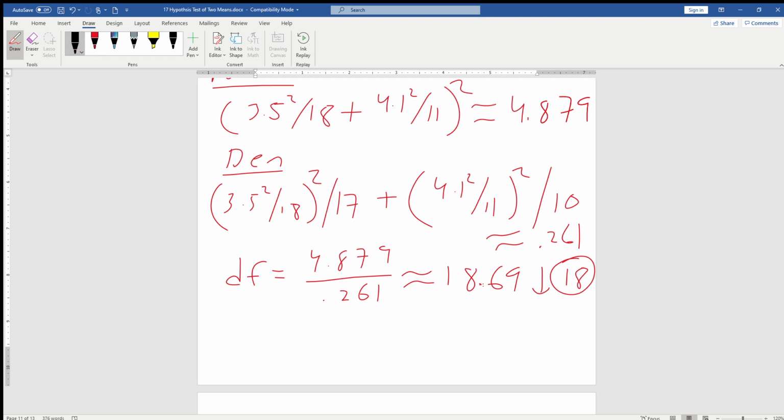So finally, we can find T critical. T critical is going to be found by alpha over 2, which was 0.05, and degrees of freedom, which is 18, and we look that up in our chart. I did not have my chart prepared, I apologize, so one moment. And at 5% with 18 degrees of freedom, I got 1.734.